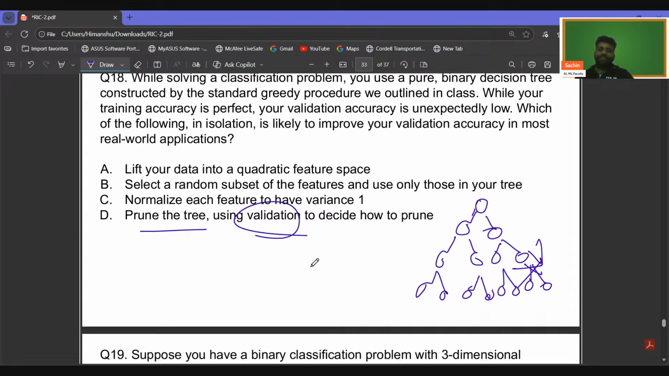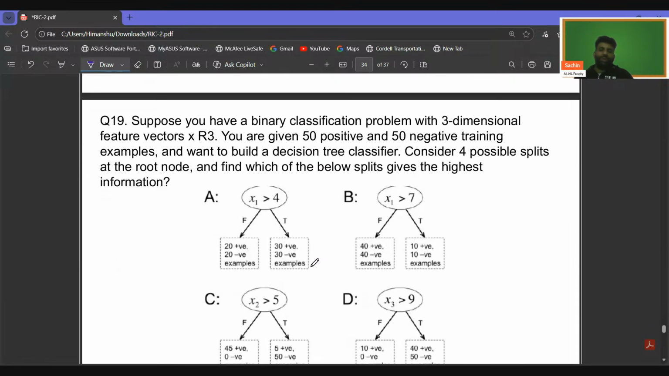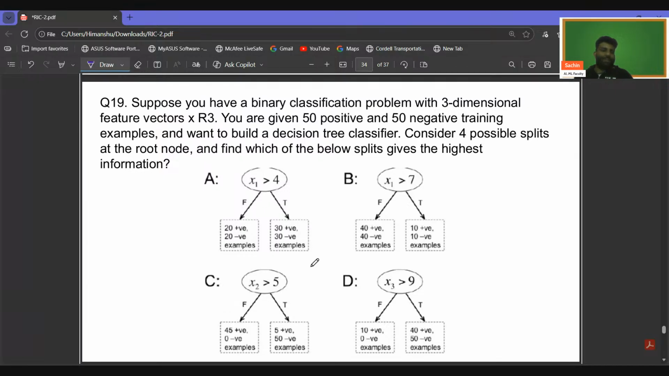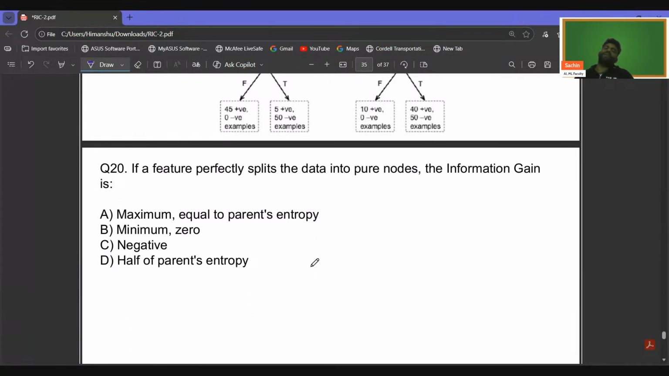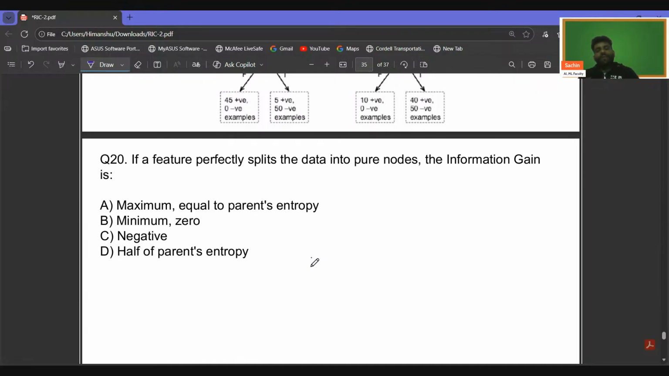Okay, cool. Now this is interesting. Before that we have one theoretical problem, and then we'll go to the second last problem. A feature perfectly splits the data into pure nodes. What is going to be the information gain in that case?